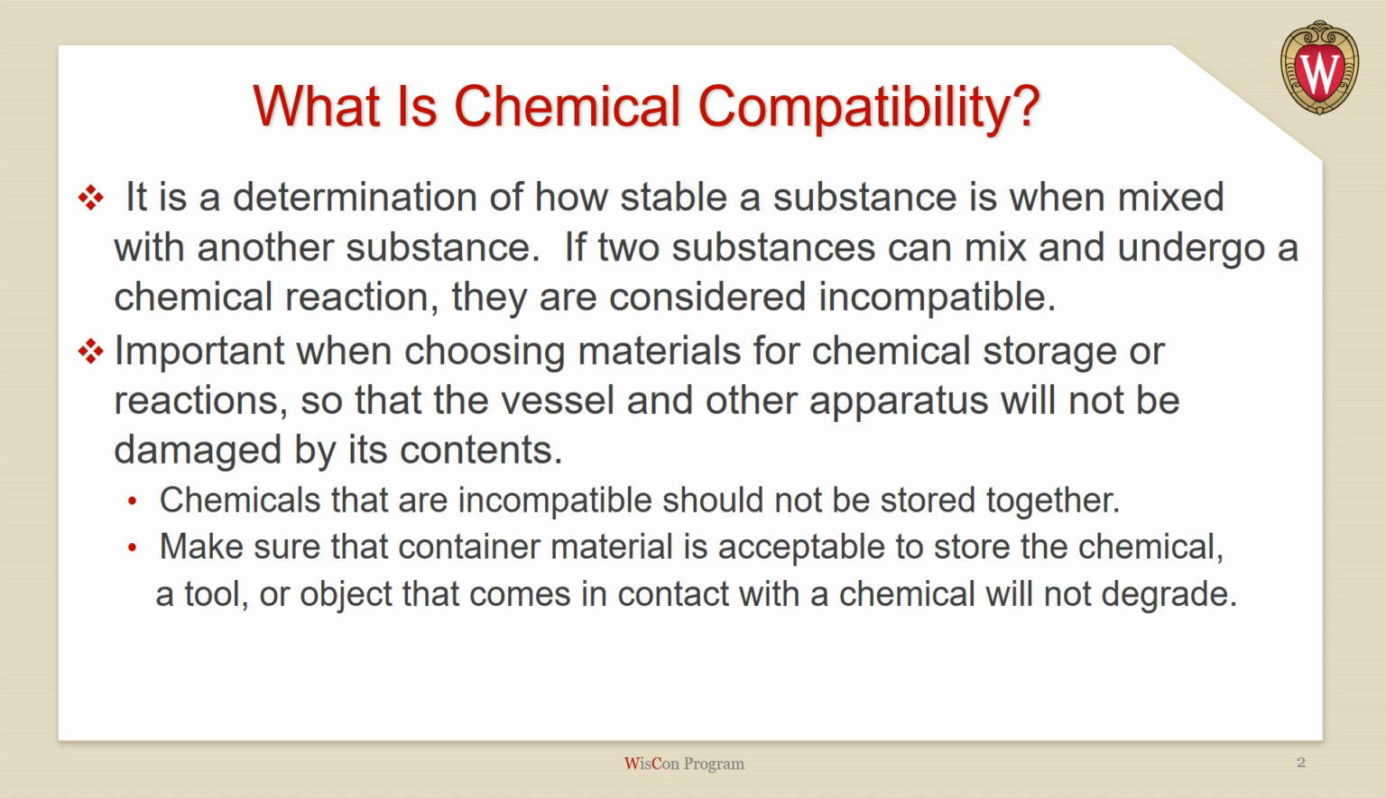What is chemical compatibility? It is a determination of how stable a substance is when mixed with another substance. If two substances can mix and undergo a chemical reaction, they are considered incompatible. This is important when choosing materials for chemical storage or reaction, so that the vessel and other apparatus will not be damaged by its contents. Chemicals that are incompatible should not be stored together.